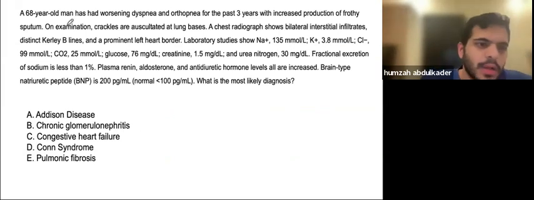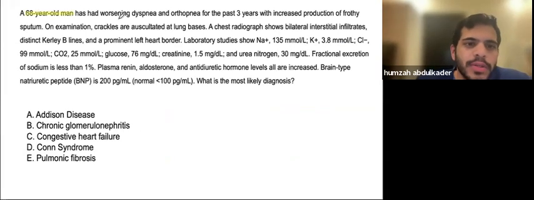Okay, I'll just go through it. A 68-year-old man has worsening dyspnea and orthopnea for the past 3 years, with increased production of frothy white sputum. On examination, crackles are auscultated at the lung bases, and chest radiograph shows bilateral interstitial infiltrates, distinct curly B lines, and a prominent left heart border. They give you a bunch of labs here, which I'm not going to go through.